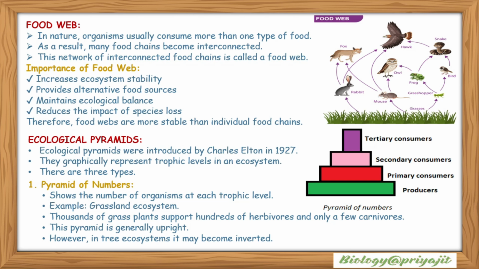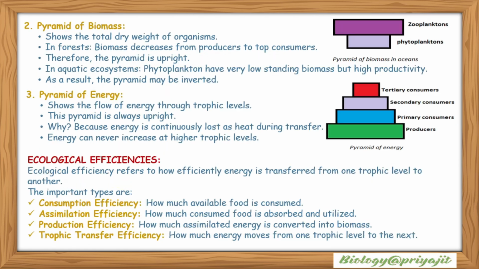Ecological pyramids were introduced by Charles Elton in 1927. They graphically represent trophic levels in an ecosystem. There are three types. First of all is the pyramid of numbers. This shows the number of organisms at each trophic level. Example, grassland ecosystem. Thousands of grasses support hundreds of herbivores and only a few carnivores. This pyramid is generally upright. However, in a tree ecosystem it may be inverted.